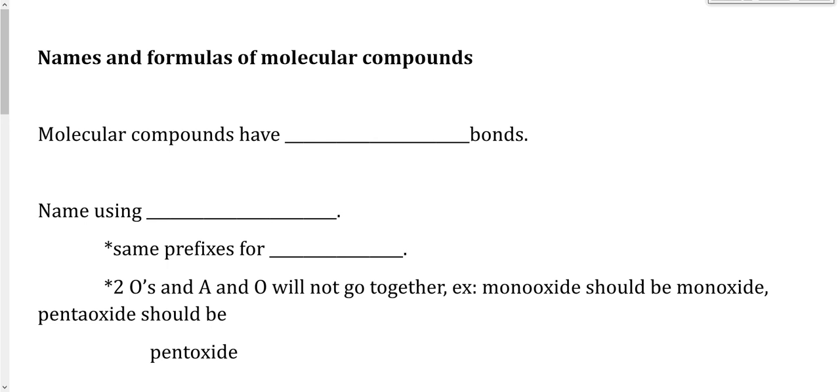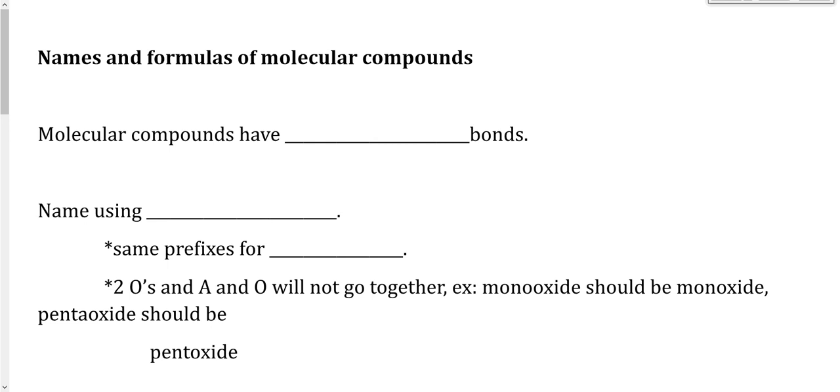This video is on how to name and write formulas for molecular compounds. All of the videos you've watched and all the naming and writing formulas you've done so far have been with ionic compounds. Remember, ionic compounds have a metal and a nonmetal. All of those had a metal, which was a cation, and a nonmetal, which was sometimes just an element or a polyatomic ion.